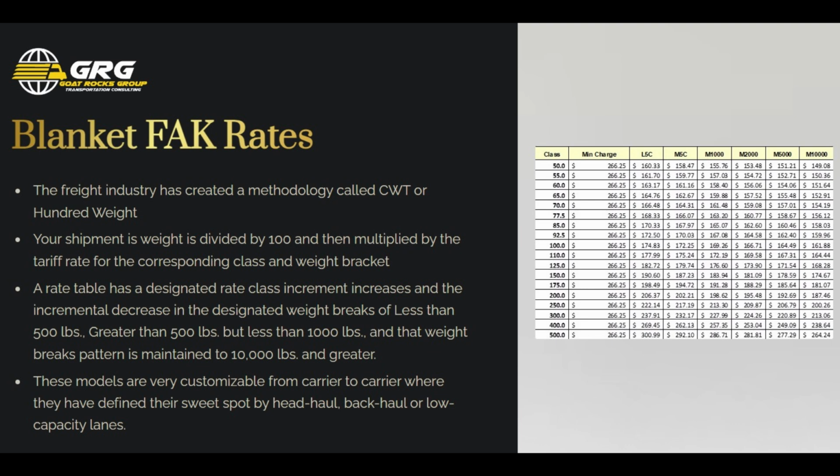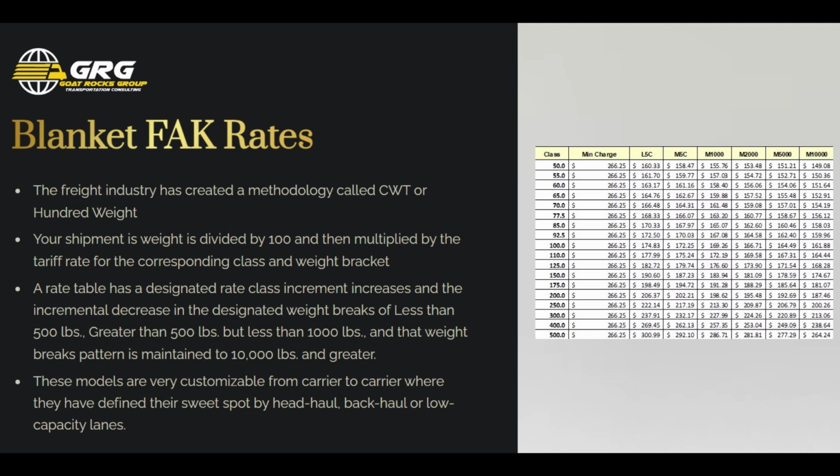There can be exceptions to pricing tariffs, so review the carrier's posted rules. Tariff can highlight specifics. Some exceptions can be excessive length and a correlating accessorial charge. That would be charged on a household goods shipment that could have a minimum weight of 500 lbs. That may be concealed by the rate engine, but appear on your invoice. I provided an example of a rate table that has designated rate class, increment increases, and the incremental decrease in the designated weight breaks of less than 500 pounds.